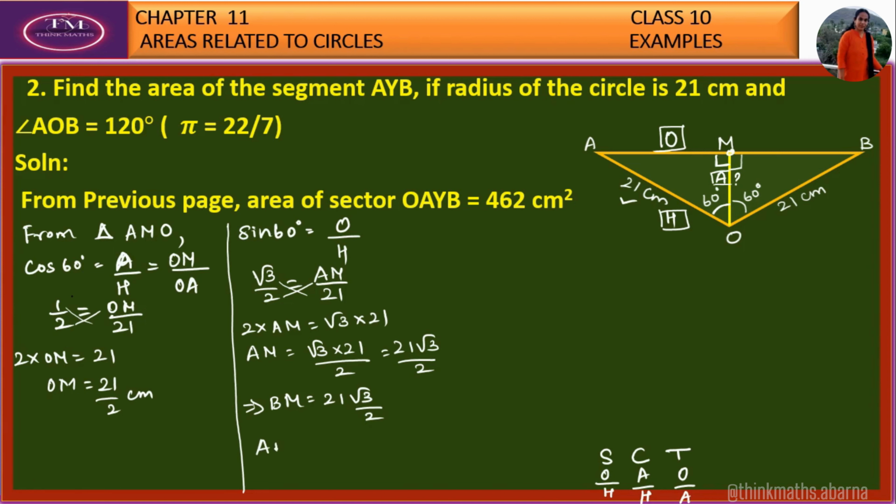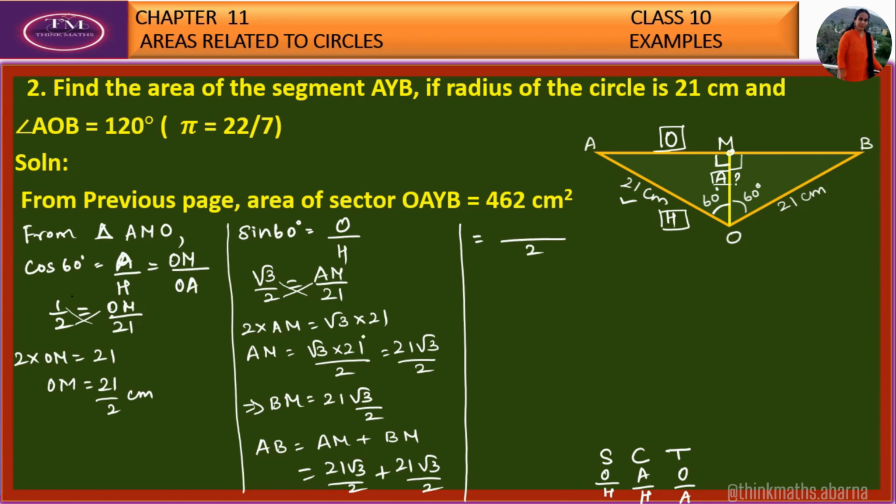So AB is nothing but AM plus BM. AM is 21 root 3 by 2. BM is 21 root 3 by 2. Both have the same denominator 2. So 21 root 3 plus 21 root 3 is 42 root 3. So 42 root 3 divided by 2 is 21 root 3 centimeter. So we have AB equal to 21 root 3 centimeter.